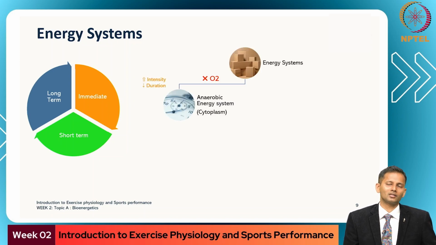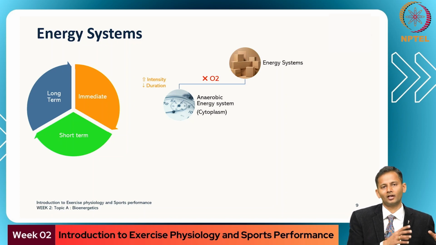Again, you can classify the energy systems broadly based on the involvement of oxygen in the pathway. If oxygen is not involved, then it becomes the anaerobic pathway, as we had discussed earlier. The entire energy system of the anaerobic pathway happens in the cytoplasm of the cell. We would have studied the basic components of the cell, and cytoplasm forms the basal granular material in which all the organelles float. So these reactions happen in the cytoplasm of the cell, where oxygen is not involved.